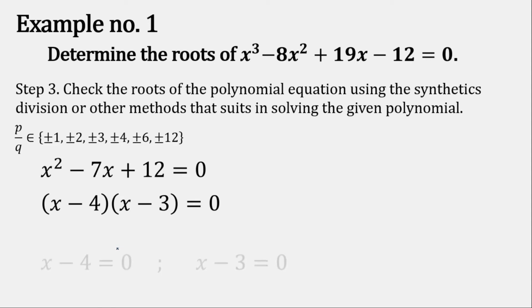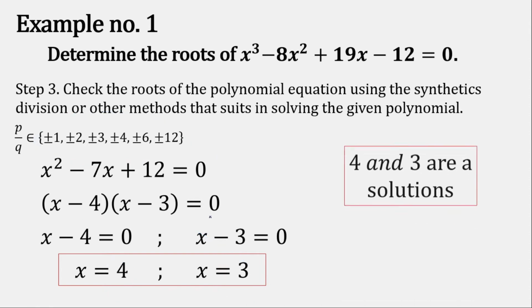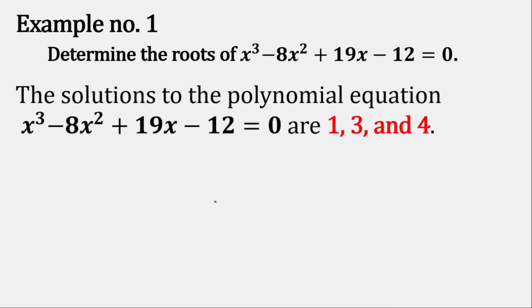Now, if we have this, let's equate both factors to 0 and get the values of x. So we have 4 and 3. And as you can see, 4 and 3 are in here. Okay, so we have that as our solutions. So now we can say that the solutions of this polynomial are 1, 3, and 4.